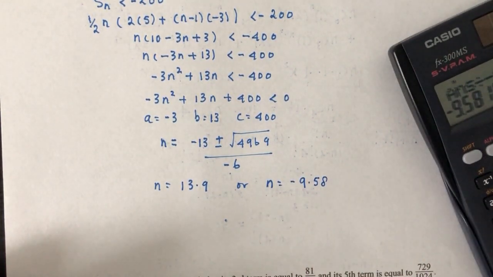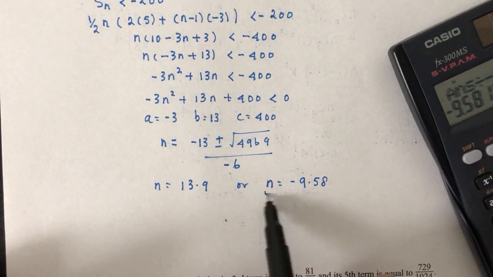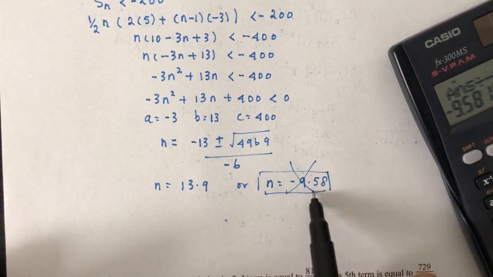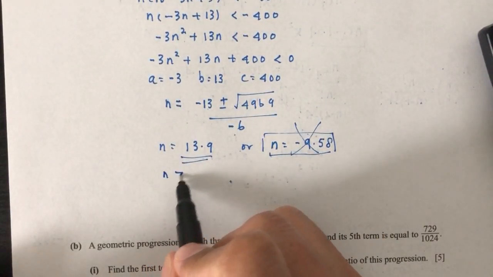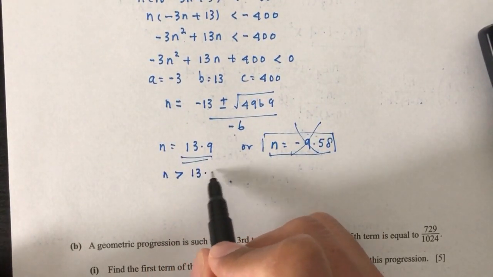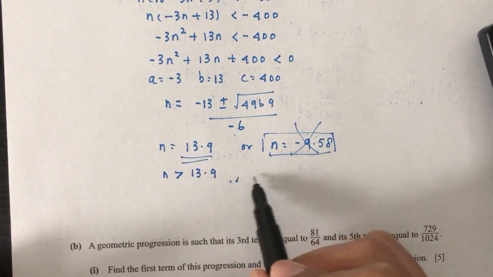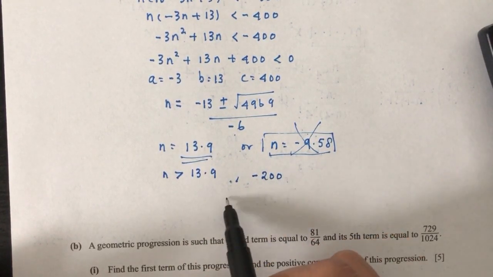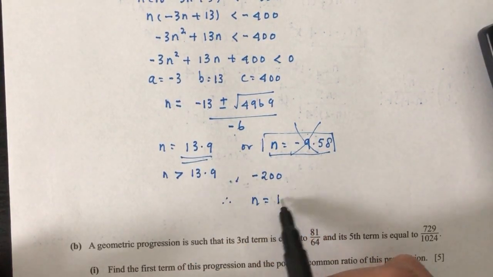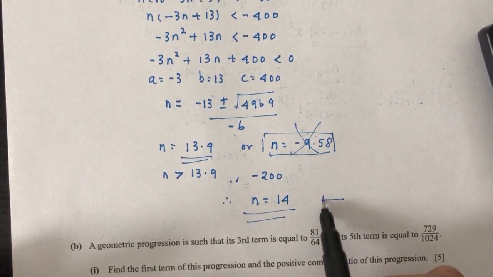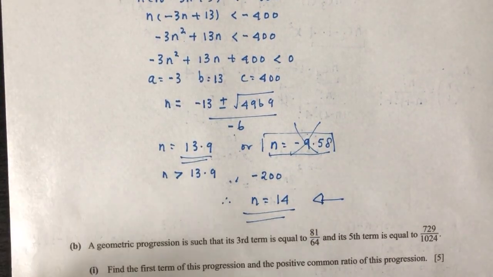In this case, we can only have this one because n cannot be negative. So basically what it means is that n needs to be bigger than this for the sum to be first less than minus 200. So the first integer after this will be 14. So this will be your value for n.